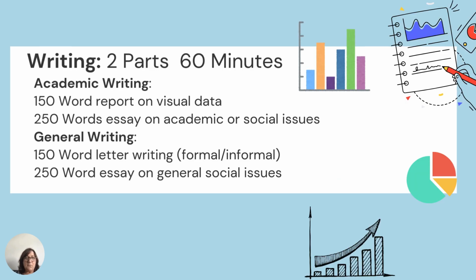The writing is in 2 parts, 60 minutes. For academic and general, it's the same format, 150 words and then 250 words. So on task 1 or part 1, you should spend 20 minutes, and on part 2, you should spend 40 minutes. And the academic writing task 1 will be a chart or a graph or more than one visual image, and you have to follow the instructions, what you're told to do.